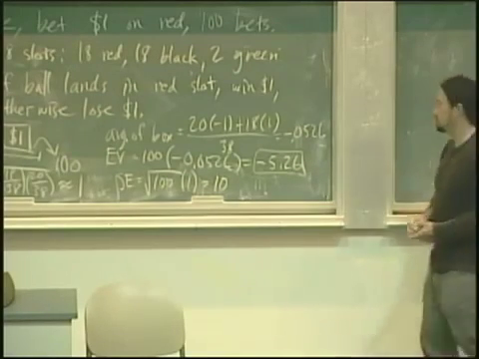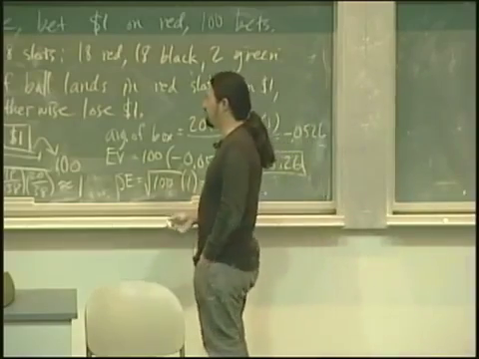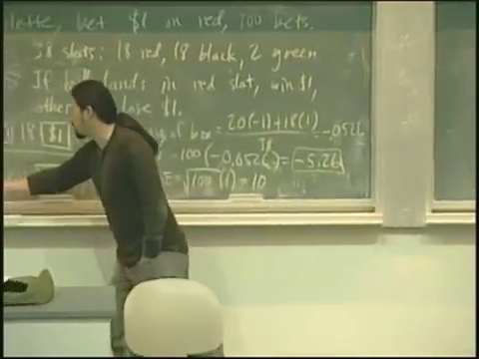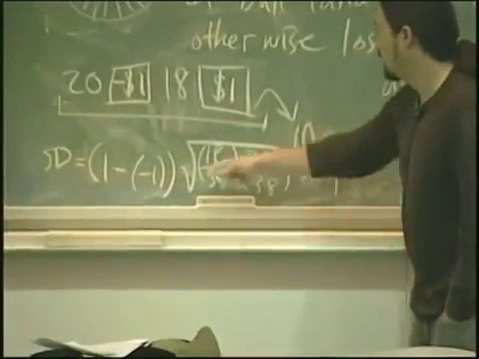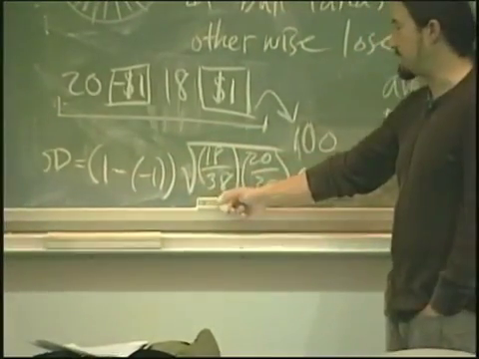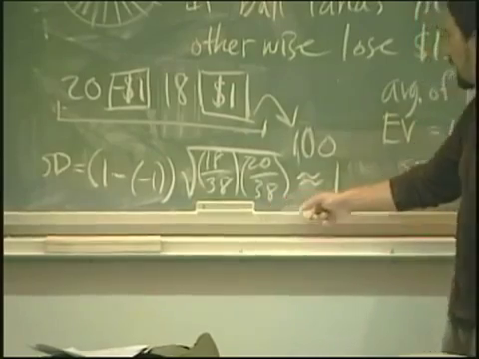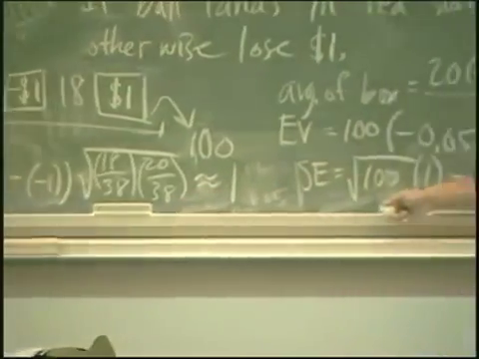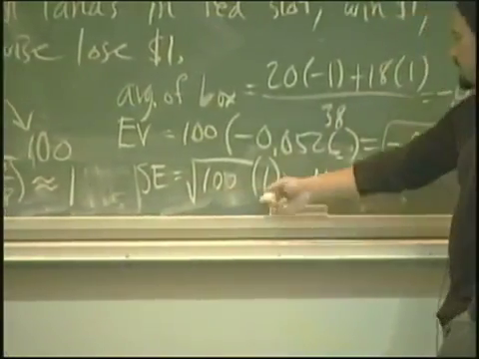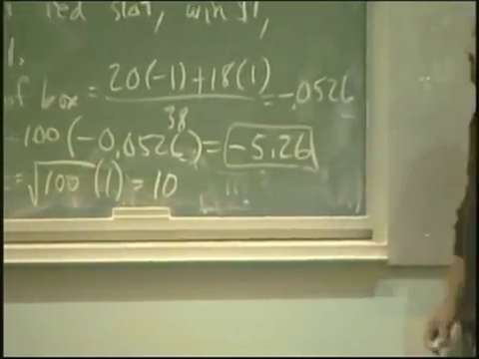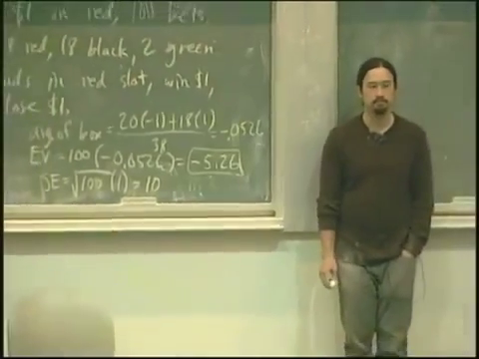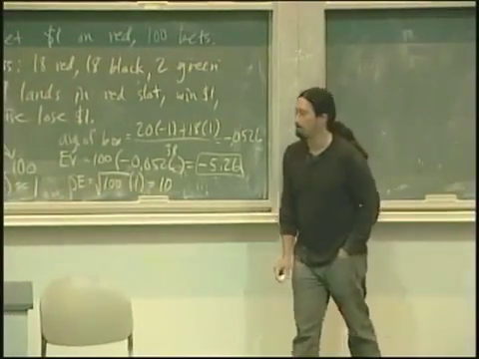Sorry, I got a little scrunched at the end there. I was trying to fit it all on one board. So I'll talk through this again. The SD is 1 minus negative 1. This is the big minus the small. Square root of fraction big, which is 18 out of 38, times fraction small, which is 20 out of 38. That's 1. Standard error is square root of 100 times the SD, 1, which gives us 10. Other questions, comments?